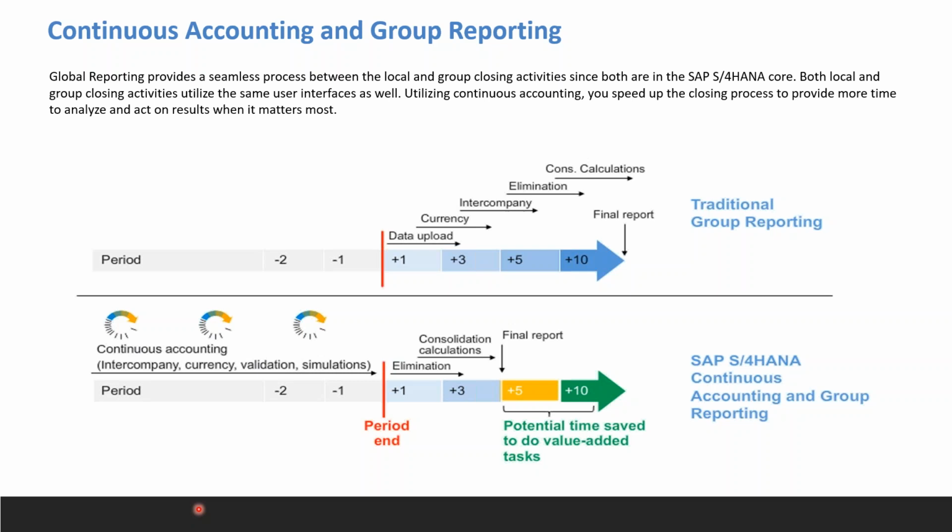Once we release it, all the intercompany eliminations and everything will happen. Otherwise, in the traditional way, once the period is closed, we need to upload the data, then do the currency translation, then intercompany eliminations and consolidation calculations. Then finally you get the report. Now we start everything with the elimination itself. Once the period ends, we do the elimination process, then we go ahead with the consolidation calculation, and we get the final report. So we are going to save time with this, particularly in group reporting.